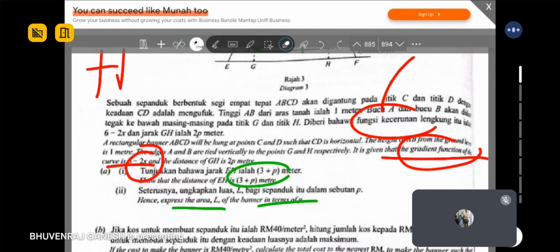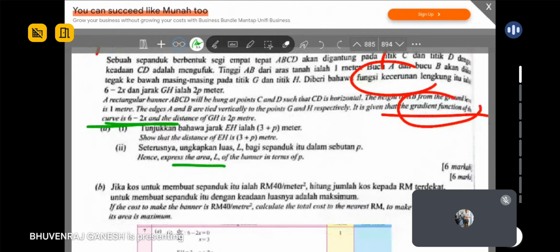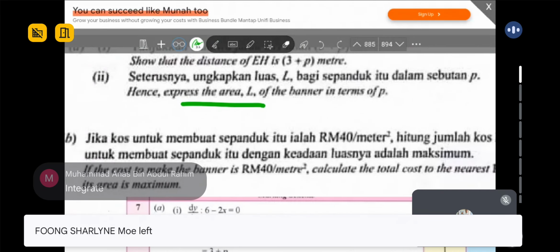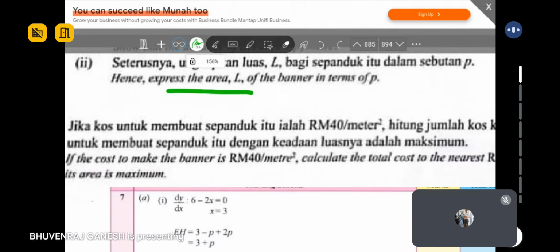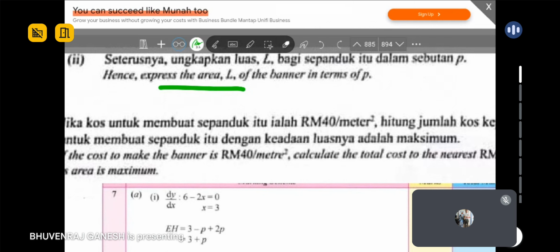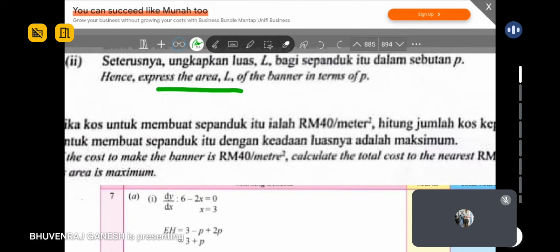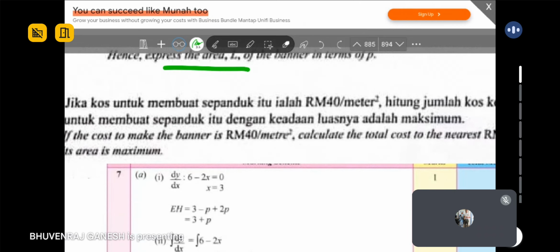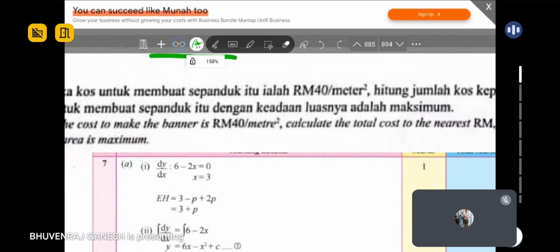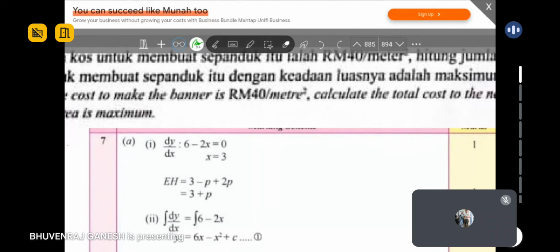We can use the gradient function. What should I do to the gradient function? Do I differentiate or integrate? Yes. Why do I integrate? Because I want to get the equation of the quadratic curve. If I integrate this, I will get a quadratic expression, because you will get x power 2. You just use indefinite integral, and you get plus c.